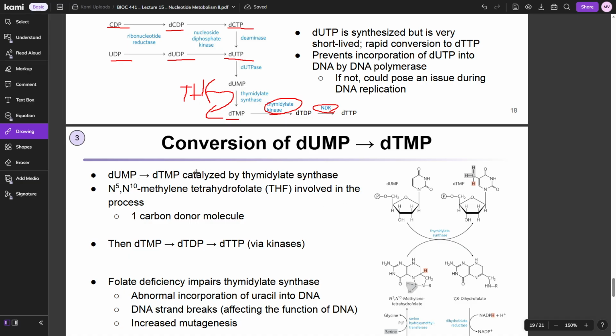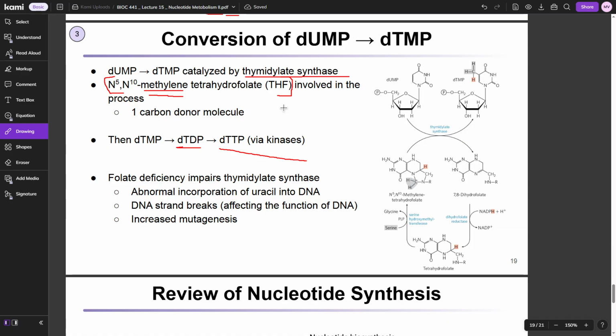And here is what I was talking about. Thymidylate synthase uses N5,N10-methylene tetrahydrofolate. And this methylene group is what is being used as a donated one-carbon methyl group. Like I said before, after that we just do dTMP. We use thymidylate kinase to make a dDP, and then NDK to make a triphosphate.